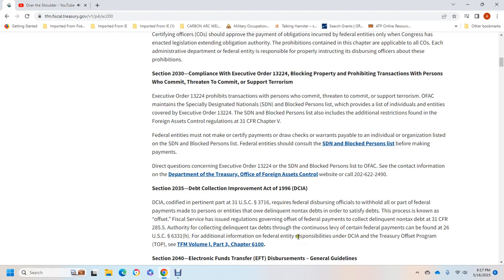For federal entity responsibilities under the Debt Collection Improvement Act and the Treasury Offset Program, see the Treasury Financial Manual, Volume 1, Part 4, Chapter 6100.